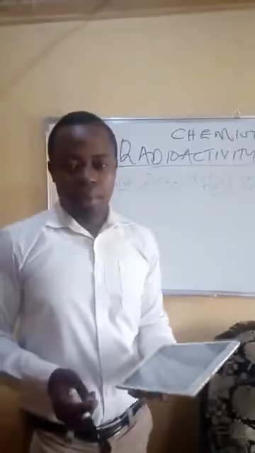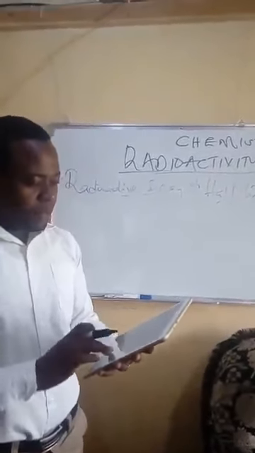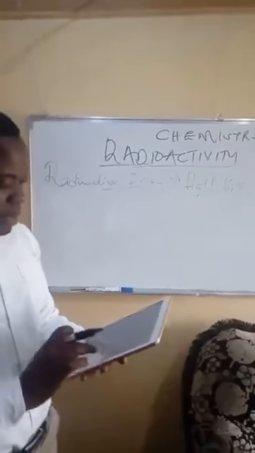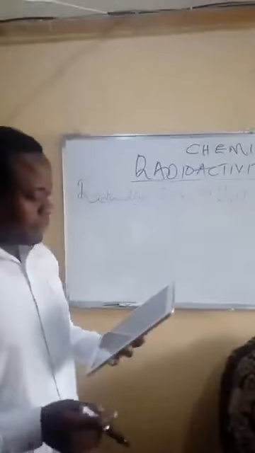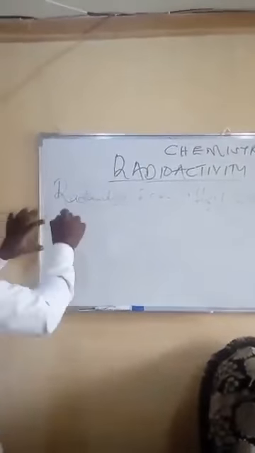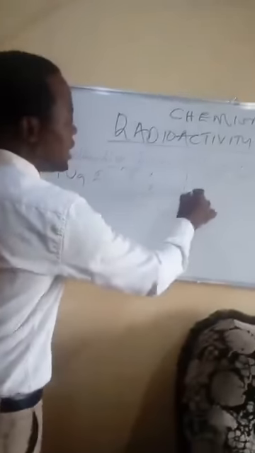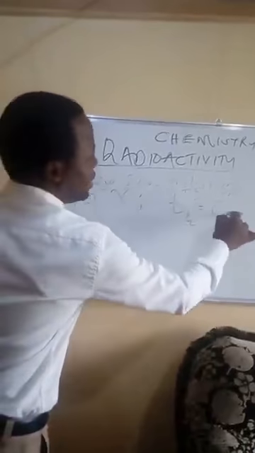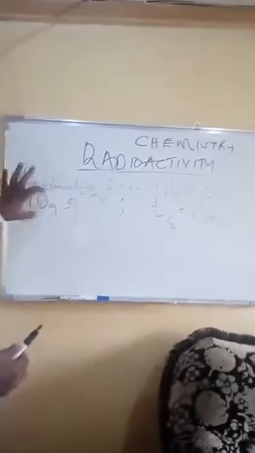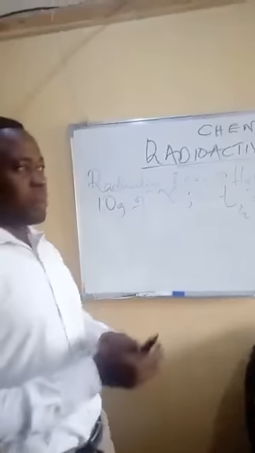Consider a radioisotope whose half-life is, let's say, 8 seconds, and you have 10 grams of radioisotope X. The half-life, which we call T half, is 8 seconds. So how long would it take for these 10 grams to decay so that we only have 2.5 grams, for example?